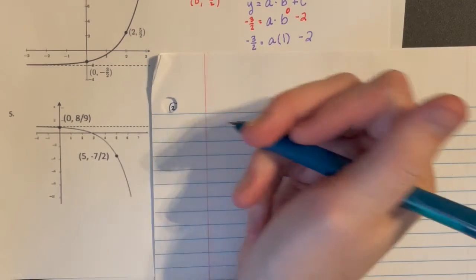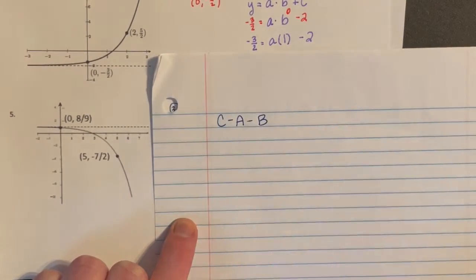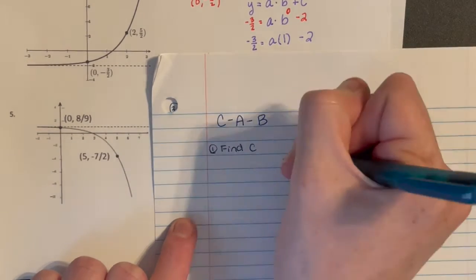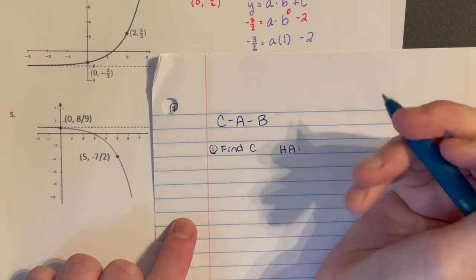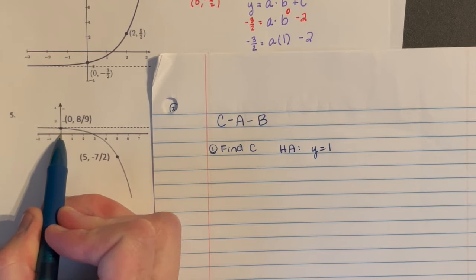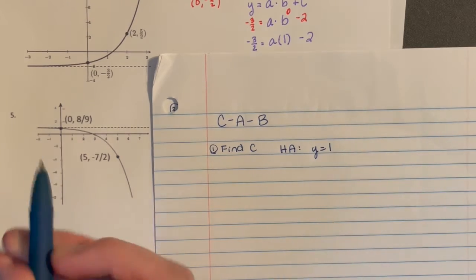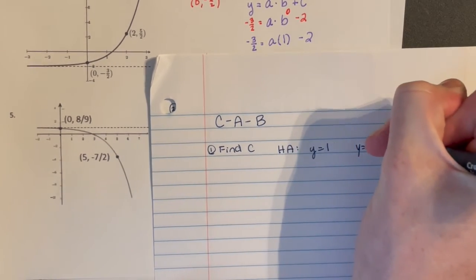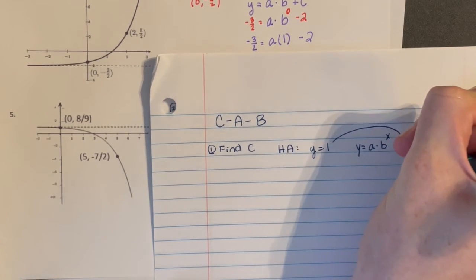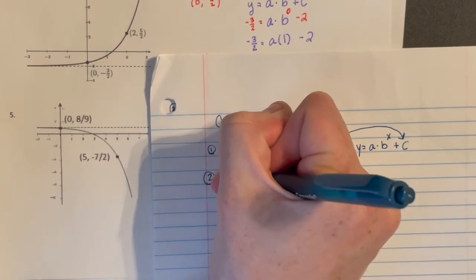So in this next problem, number 5 here, again, we're following the CAB method. We're going to find c first by doing the horizontal asymptote. It has a horizontal asymptote. It looks to be y equals 1. And you can kind of see this is halfway between 0 and 2. So it is flattening out here at positive 1. That means in this equation, a times b to the x power plus c, we just found the c. It shifted up 1. The next thing we want to find is a.